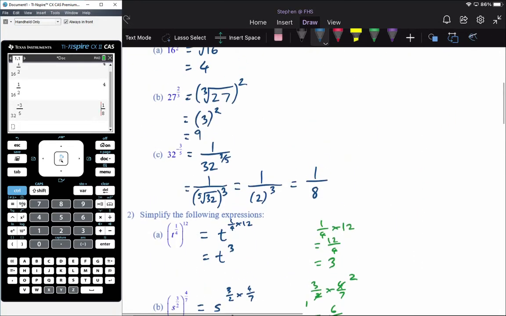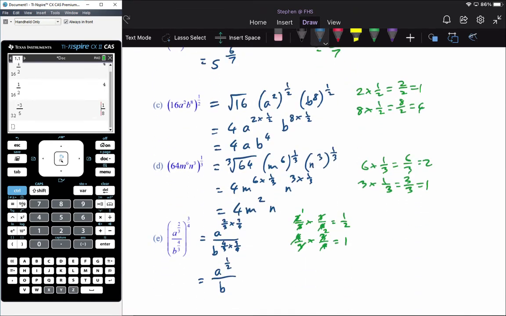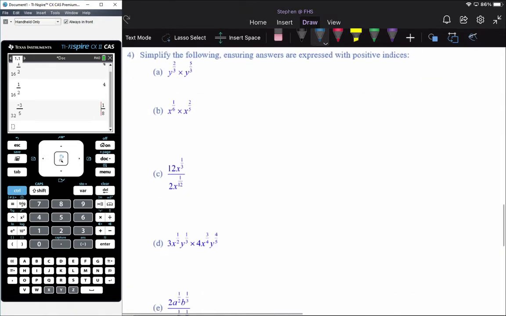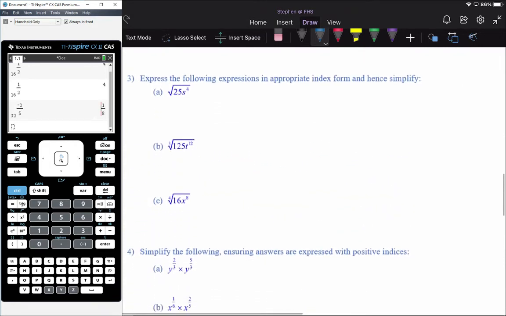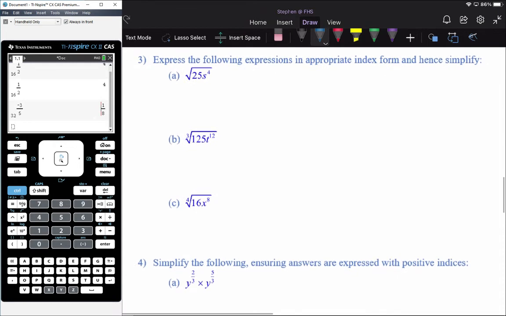That first page of questions is, I guess, at a foundation level where questions like this shouldn't be too hard to proceed with. The next two questions, numbers 3 and 4, are a bit more involved, but just follow along, and if you do the questions at the same time, you should be able to get pretty good at them. So now with number 3, it says express the following expressions in appropriate index form, and hence simplify.